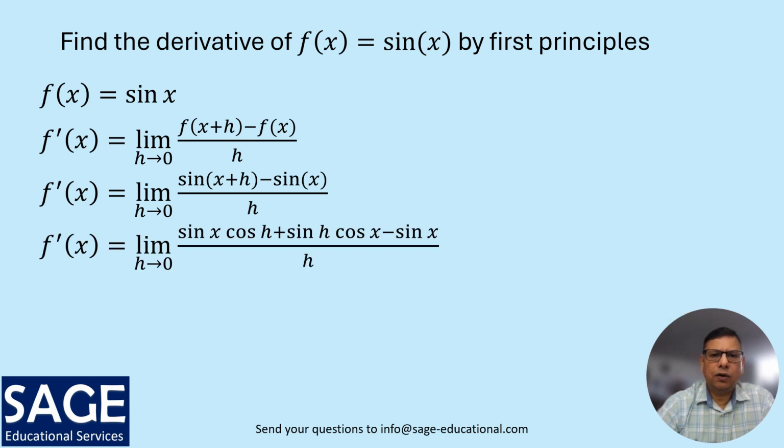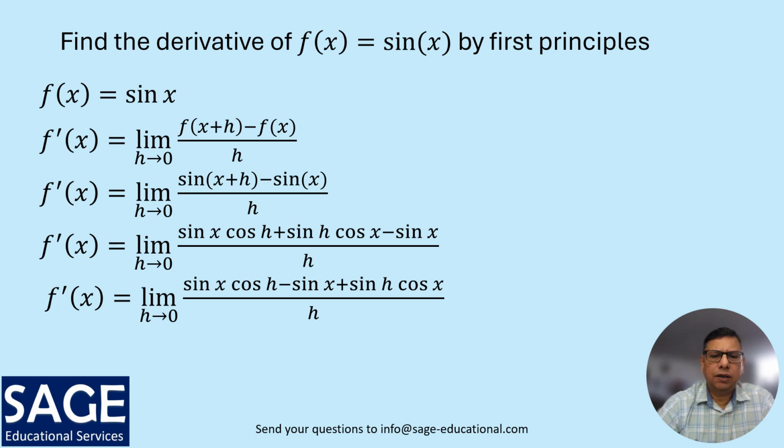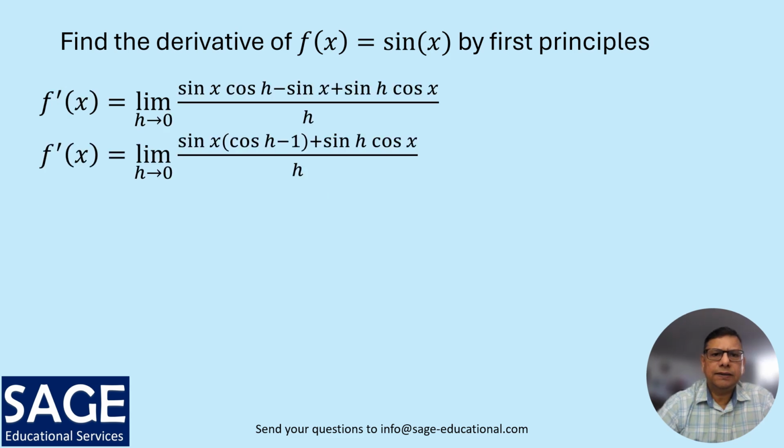Now in math we can often add and then subtract the same quantity depending on where we are headed. So here I just rearranged the terms. If you can see, I moved the minus sine x from being the last term to being the second term. So I've used the commutative property, and then in the next step I have factored sine x from the first two terms. So I have sine x times cosine h minus 1, plus sine h cosine of x, all over h.